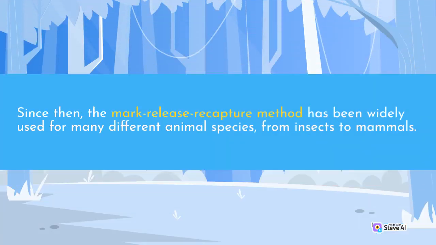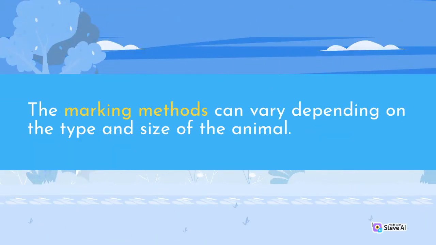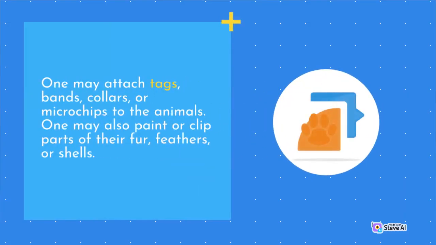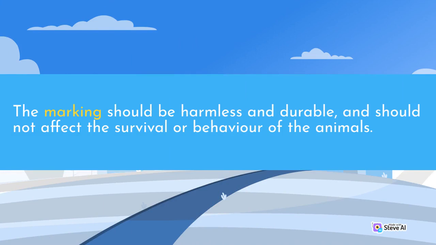Since then, the Mark-Release-Recapture method has been widely used for many different animal species, from insects to mammals. The marking methods can vary depending on the type and size of the animal. One may attach tags, bands, collars, or microchips to the animals. One may also paint or clip parts of their fur, feathers, or shells. The marking should be harmless and durable, and should not affect the survival or behavior of the animals.